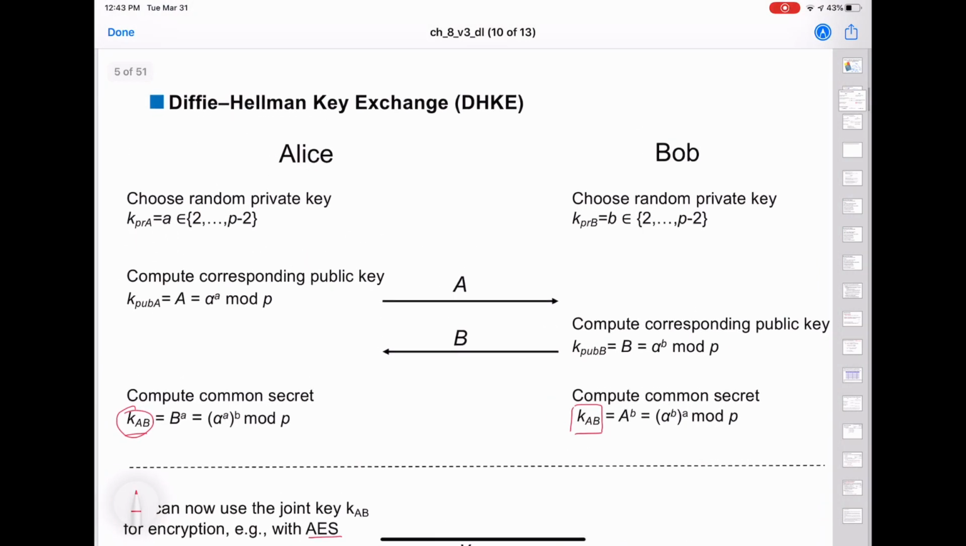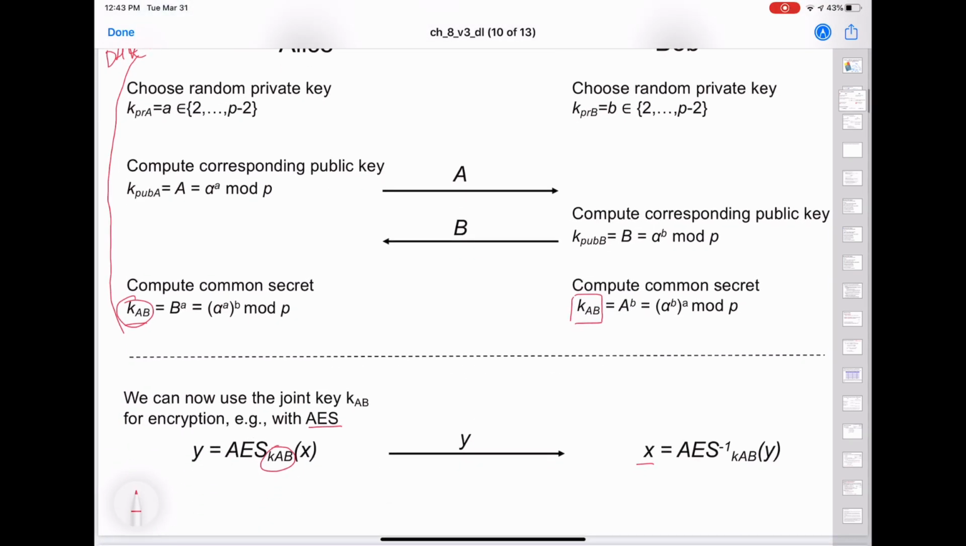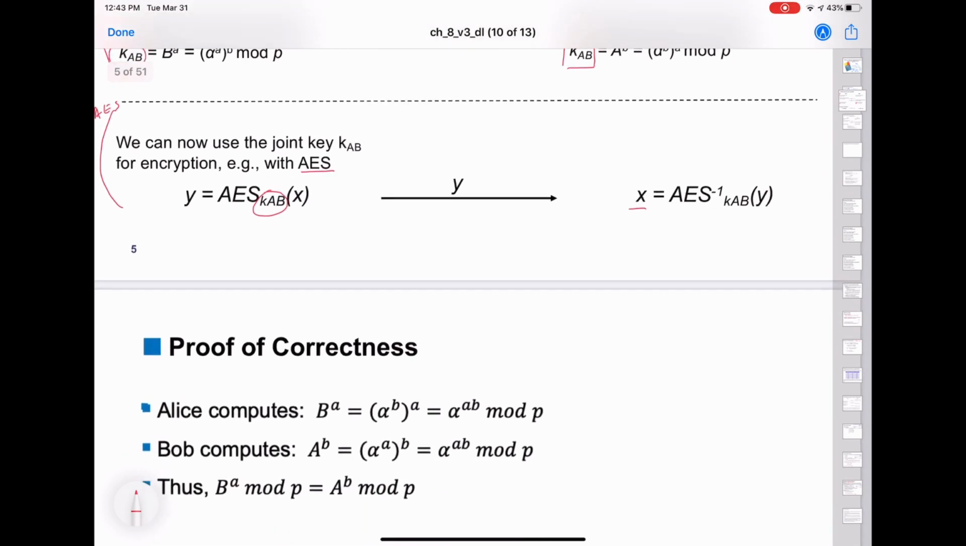This one is Diffie-Hellman key exchange, and that one is AES. So this is called a hybrid system. You are exchanging your keys with one, and this one is encryption.